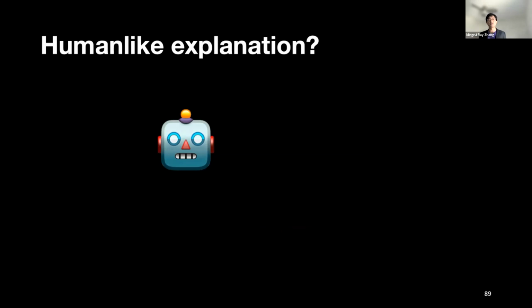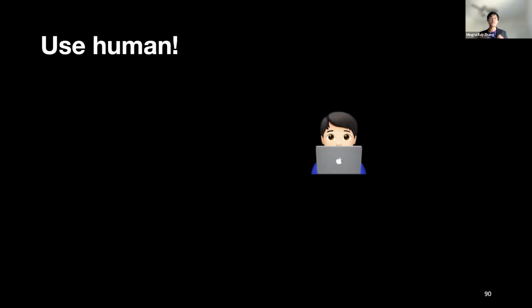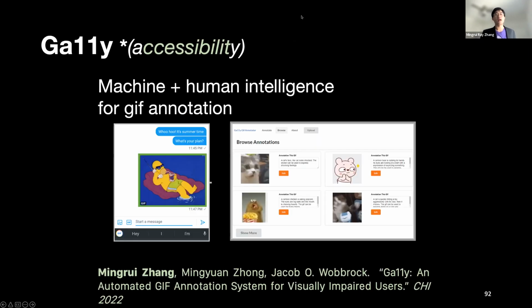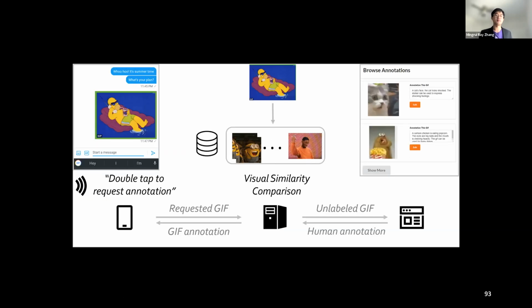So given those challenges, how can we design a system that provides human-like explanations for GIFs? Well, a simple answer is just use humans, but that can cost a lot of money and energy. A more realistic solution is to combine the power of machine learning with crowdsourcing. We can use computer vision to provide a fast and rough description, and then use crowdsourced manpower to improve the description quality. And this is what Galley does. It makes machine and crowd workers collaborate to generate GIF annotations.